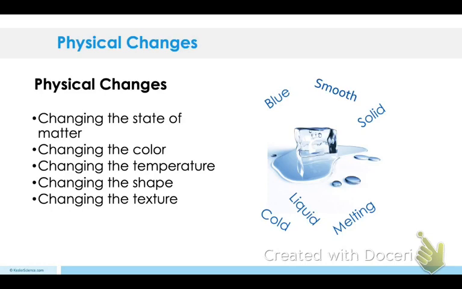So physical changes include changing the state of matter, the color, the temperature, the shape, and the texture. Just like ice melting into water, physical changes are limited to changes that result in a difference in display without changing the composition. So you're not changing that chemical composition into something else.